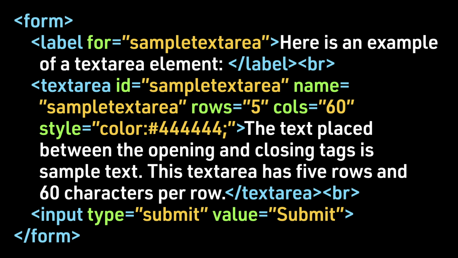Form closing tag. In this example, the value for the for attribute, sample text area, connects it to the text area with the ID attribute with the same value. We have a text area set to 5 rows and 60 characters per row. The text placed between the text area opening tag and the text area closing tag is what will be pre-filled for the user as a sample or instructions.